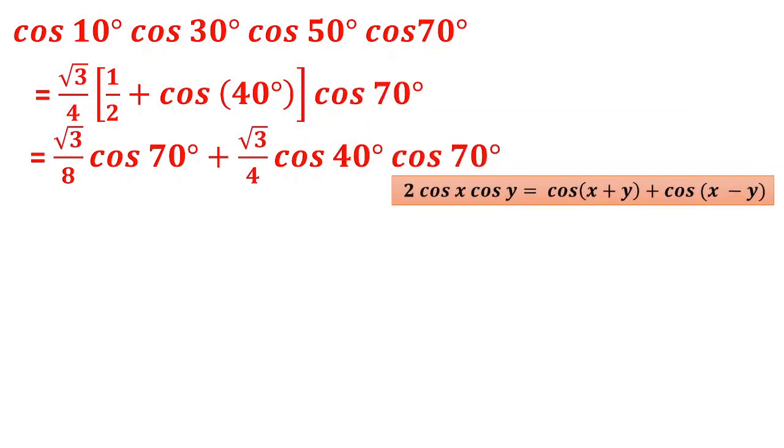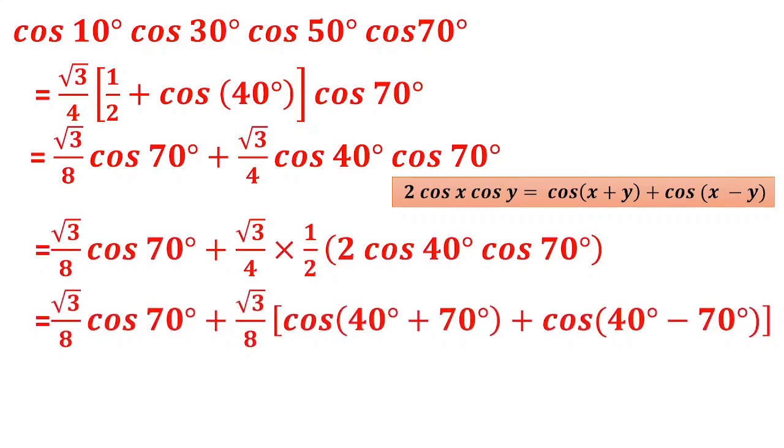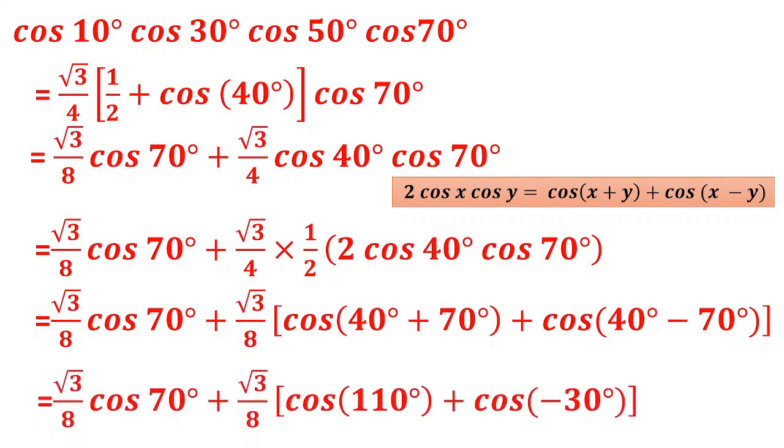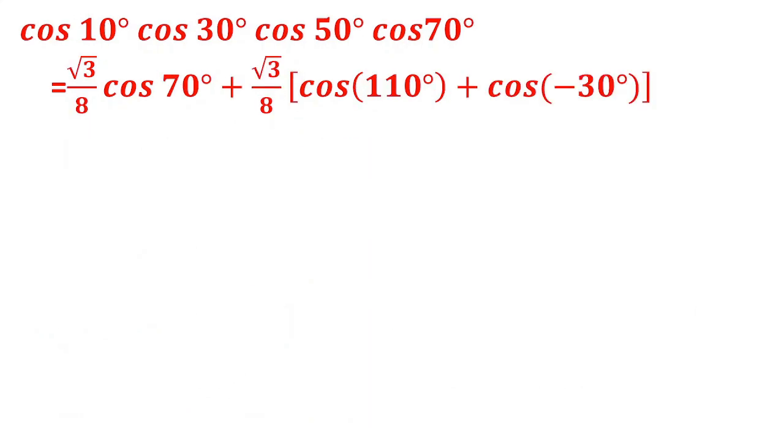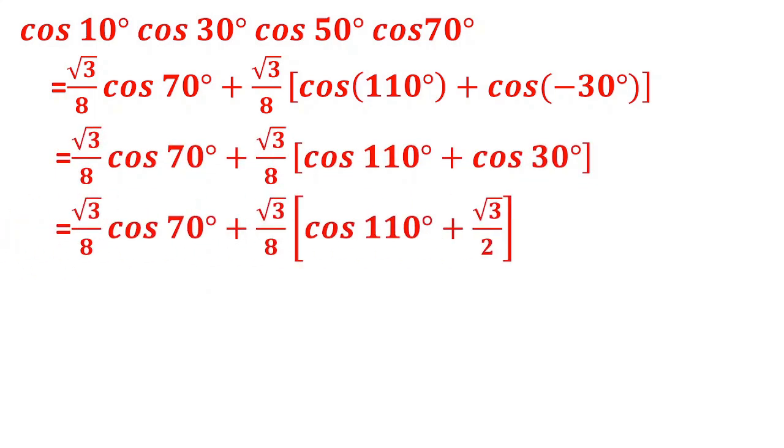Once again I have to use the formula for 2 cos x cos y, the second time. For that, multiply and divide by 2. Once again I use the formula cos (40 plus 70) plus cos (40 minus 70), and it will become cos 110 plus cos minus 30. Here be careful, cos of minus x is cos x only. Therefore, you are getting cos 30 once again. Now apply the value for cos 30 once again, root 3 by 2.